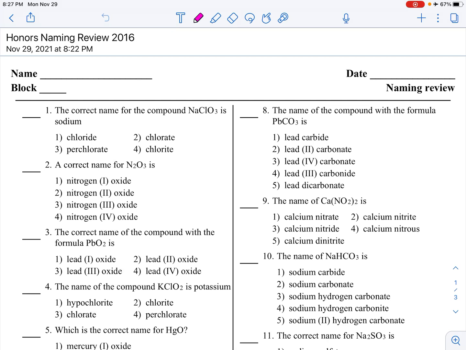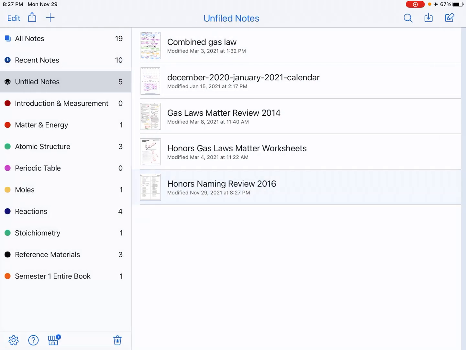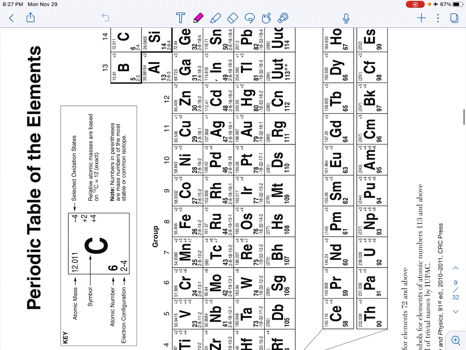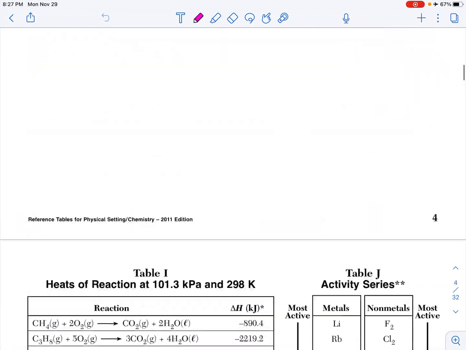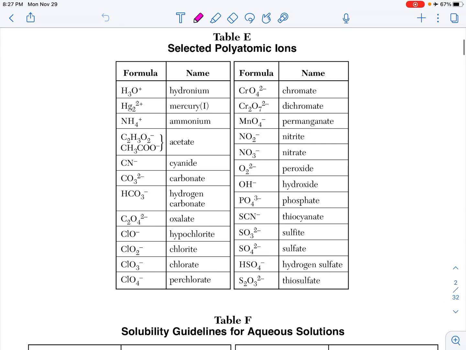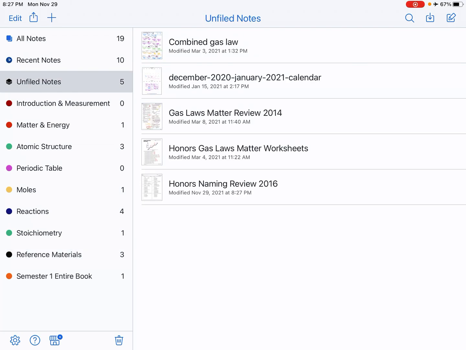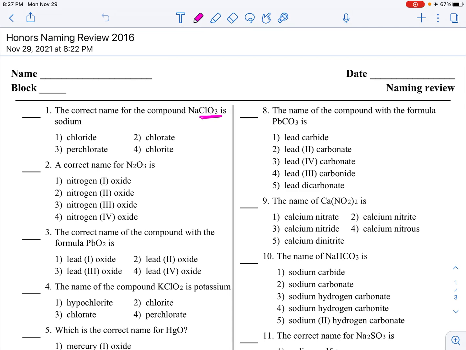Number 1, the correct name for the compound NaClO3 is sodium blank. So we have a polyatomic ion, ClO3. It's going to be kind of annoying, but I'm going to go back to my reference table and find ClO3 on reference table E. So ClO3 is chlorate. That's not it. Sorry about that. Chlorate.